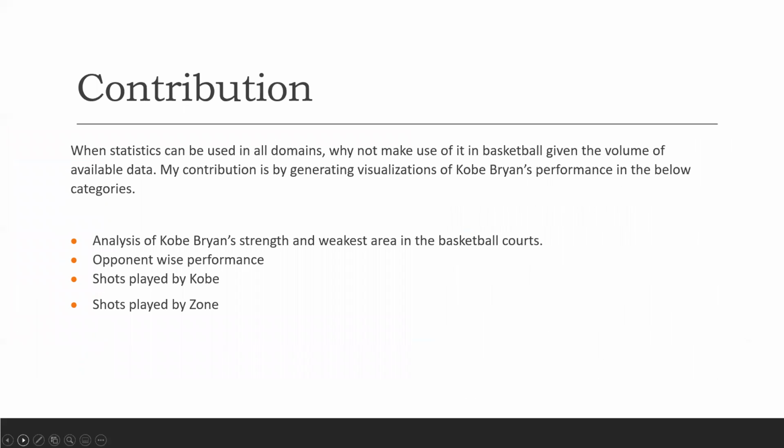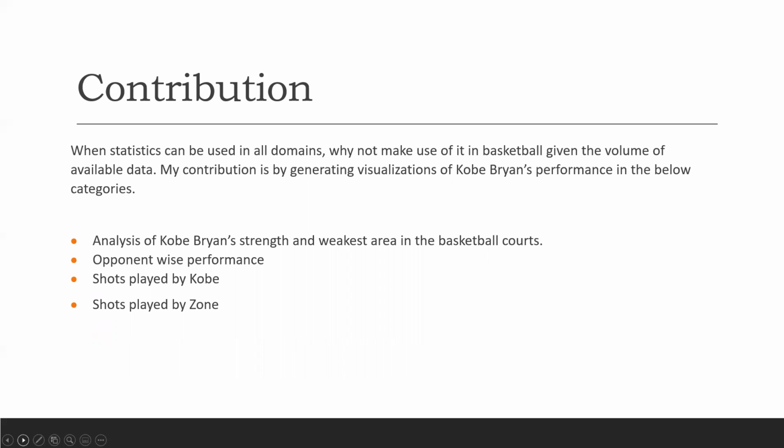My contribution: because statistics can be used across all, especially in the sporting domain now, I thought basketball is an area I can explore, because of the data available for the team or the individual players. So I picked basketball and Kobe Bryant.